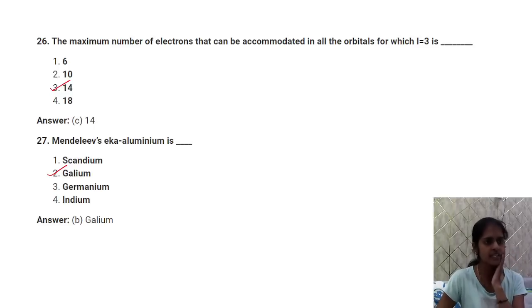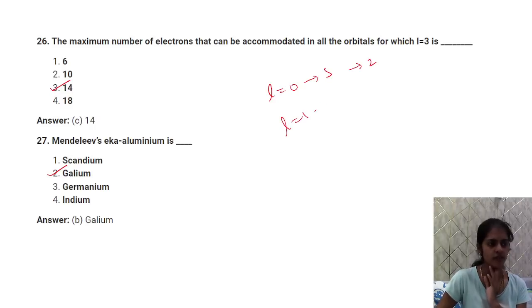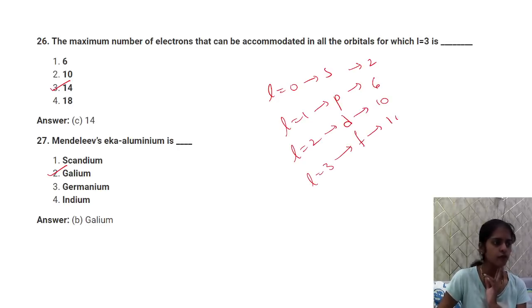Maximum number of electrons that can be accommodated for l equal to 3. l equal to 0 means s orbital, so it will have 2 electrons. l equal to 1 means p orbital, it will have 6. l equal to 2 means d, it will have 10. l equal to 3 means f, it will have 14. So 14 is the correct option. Mendeleev's Eka aluminium is nothing but gallium.